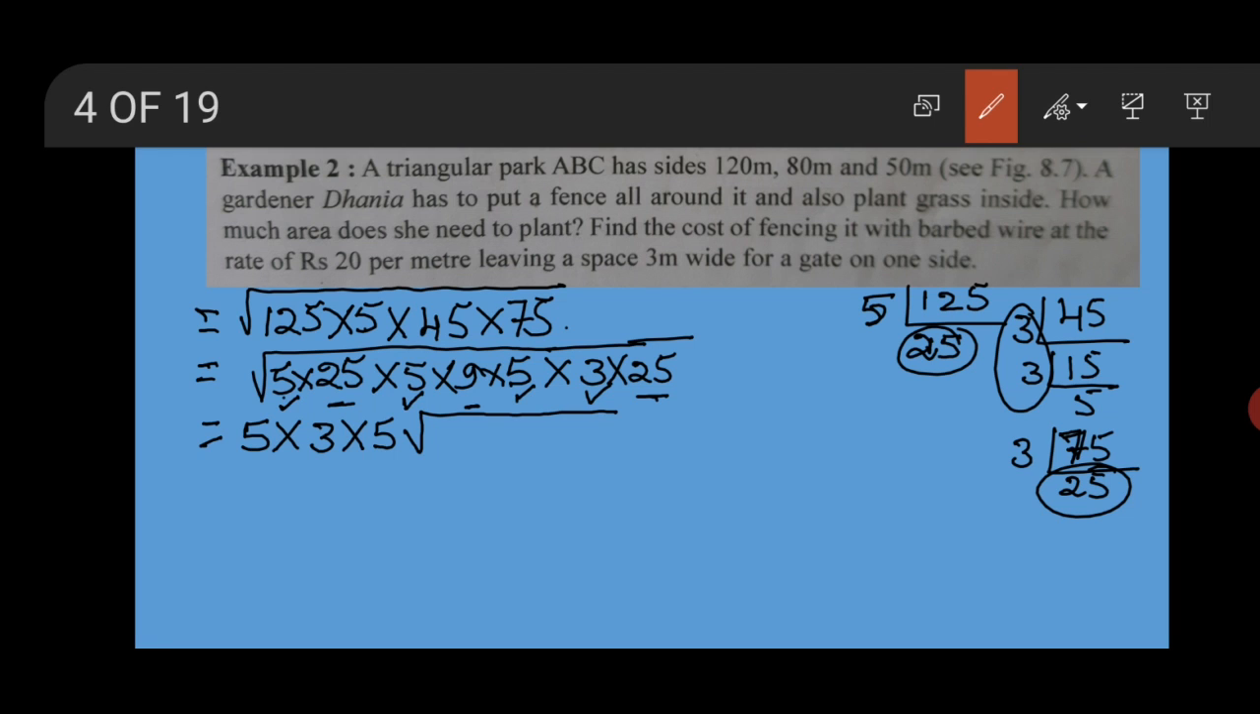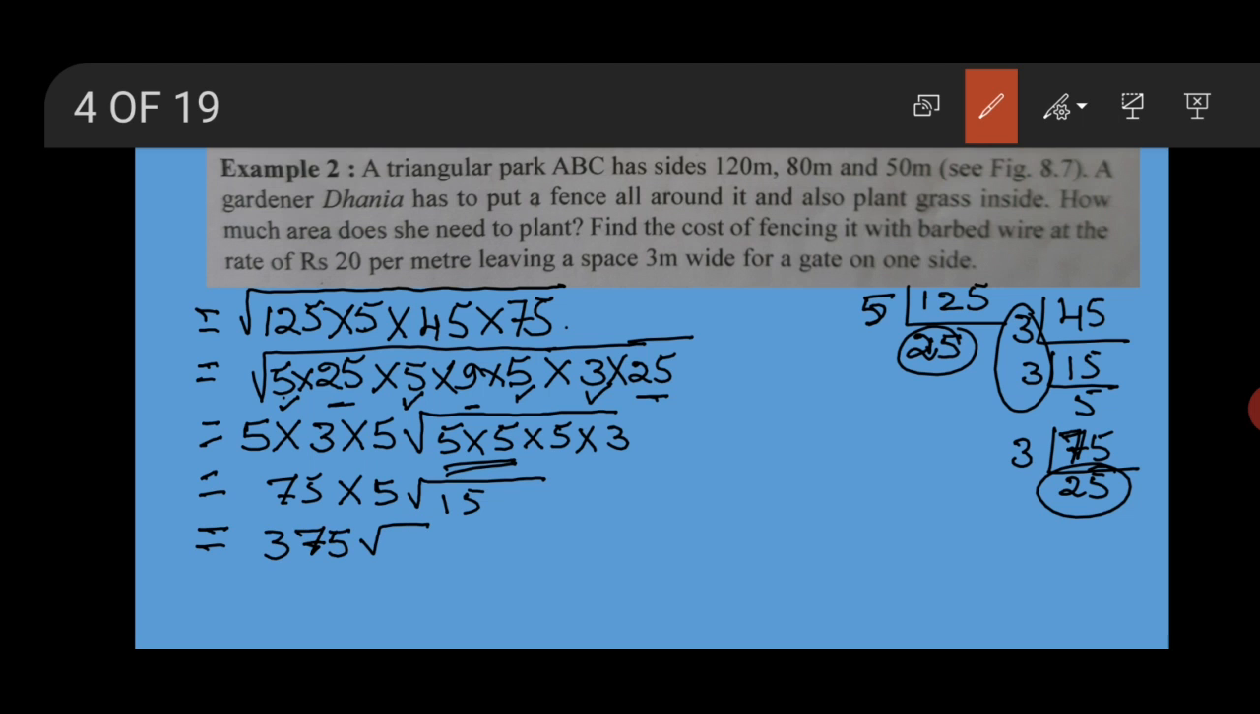Now again 5 5s are 25, so 5 into 5 into 5 into 3. Simplify: 5 5s are 25, 25 3s are 75, into 5 5s are 25. Again square root of 25 is 5. What is remaining? 5 3s are 15. So simplify. 75 5s are 375 square root of 15 square meter.